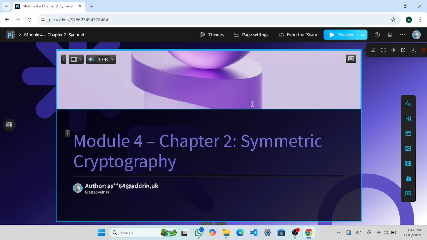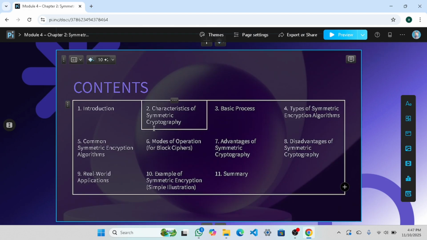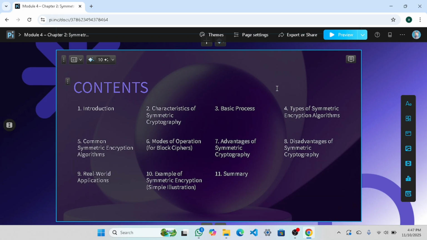Today we came with a new chapter, Symmetric Cryptography. What we are going to discuss here, let's see that. A brief introduction, then some characteristics, some processes, types, advantages, disadvantages, algorithms, everything we are gonna see here in detail. So watch this video till end so it will be clear what is symmetric encryption. So let's start without wasting time.